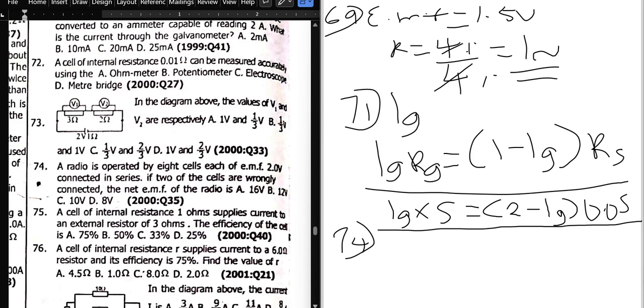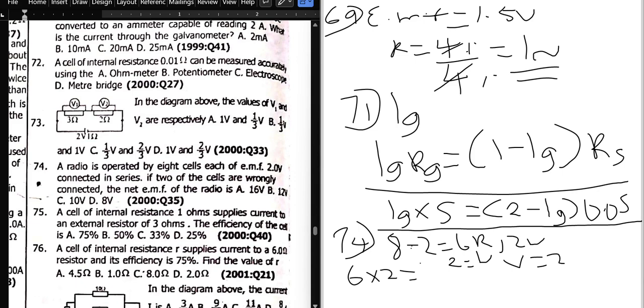So 2 from 8 is 6. First of all, 8 is the whole number, but we are removing 2, that is 6. So 6 is right, 2 is wrong. Now what is the voltage? The voltage is 2 each. So the 6 that is right times 2 is 12 volts.